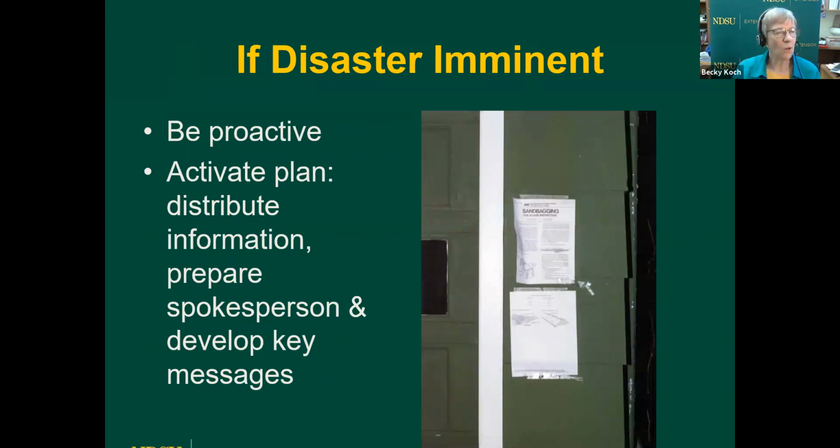Sometimes you know a disaster is on the front door. Other times you have no warning at all. But here in North Dakota, sometimes we have two or three days' warning if we're going to have a blizzard. We can have months of warning sometimes, the way our floods work. But if a disaster is imminent, be proactive. Think about, okay, what's going to be needed here? And let's start getting this out.